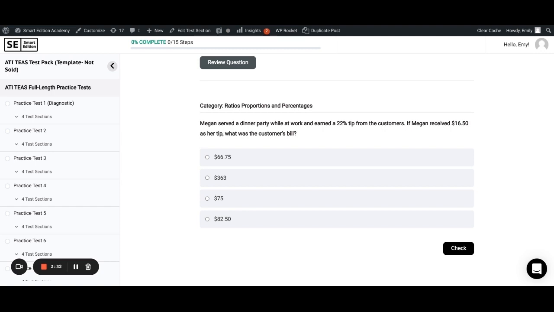Megan served a dinner party while at work and earned a 22% tip from the customers. If Megan received $16.50 as her tip, what was the customer's bill?